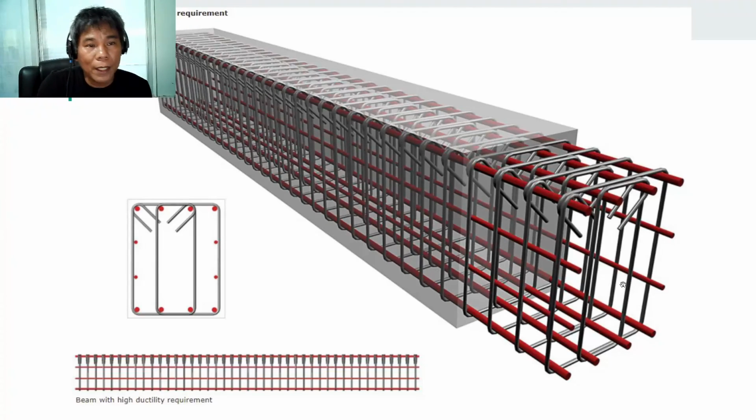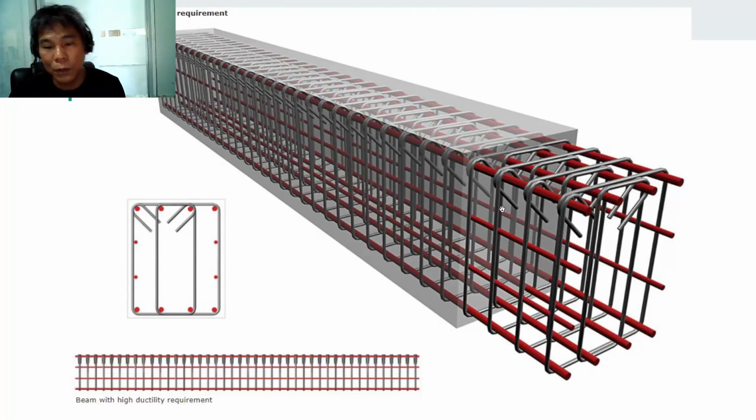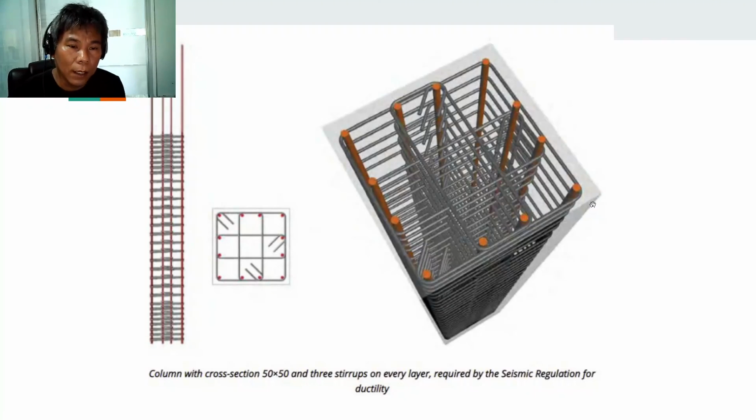Also, for a beam with high ductility requirement, this is how we do it. This is the cross section. This is the 3D. Lastly, we have the column. We have the number of reinforcement here, the vertical reinforcements, and the ties. This is designed for seismic effects.